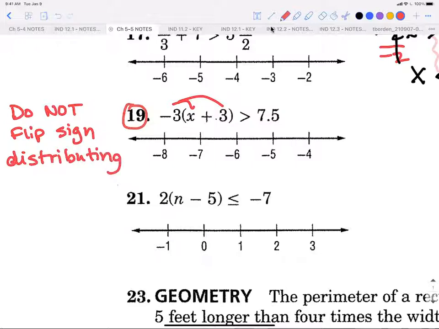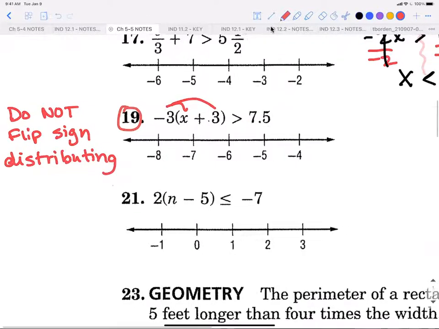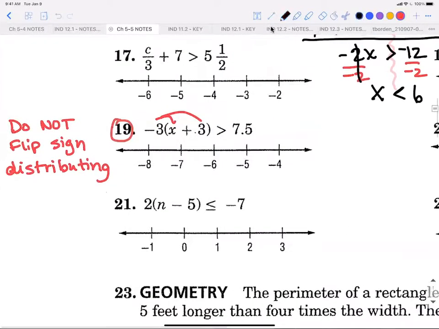Distributing is just a simplifying thing. It's not actually working the problem. So when you distribute that 3 into the parentheses, you're rewriting the problem in a different way, but you're not really starting to solve the problem yet. Now we've distributed, we've gotten rid of the parentheses. Now that our wall comes in, if you divide or multiply by a negative, this is where you would flip the sign.